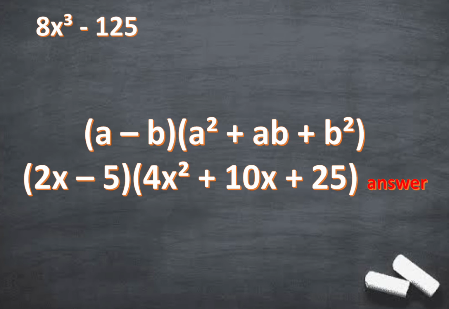After that, we write the factored form in the form a minus b multiplied to a squared plus ab plus b squared. Let us substitute and perform the necessary operations. Hence, we get 2x minus 5 multiplied to 4x squared plus 10x plus 25. This will be our final answer.